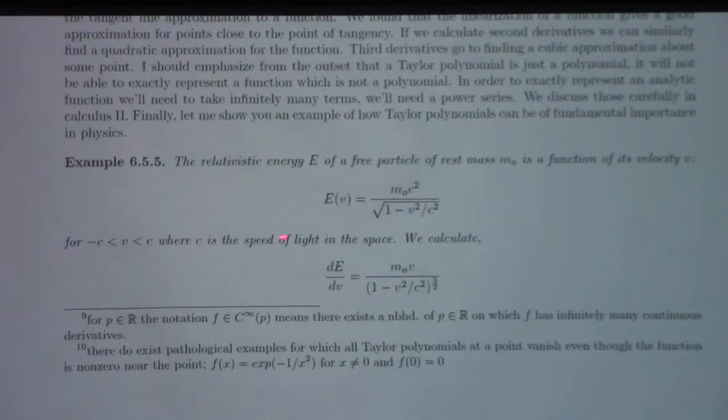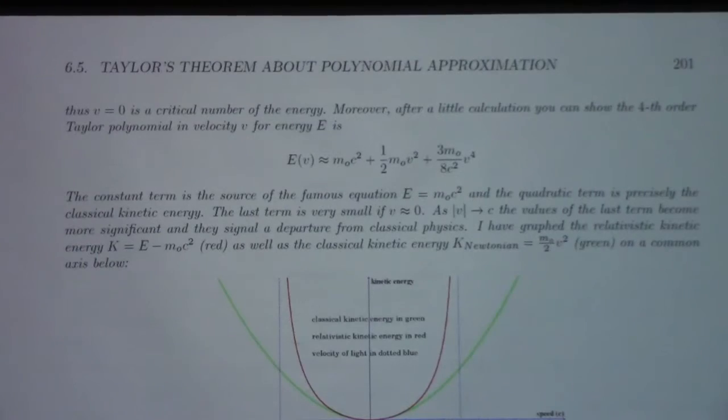Anyway, if you want to expand this as a power series about v equals 0, you could do that. So for example, dE/dv is this divided by 1 minus v squared over c squared to the 3/2 power. I'm basically doing your section 12.6 homework, taking some derivatives to calculate the power series here. And so then v equals 0 is a critical number for the energy.